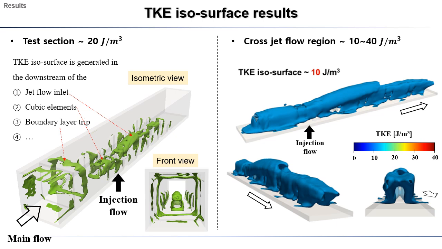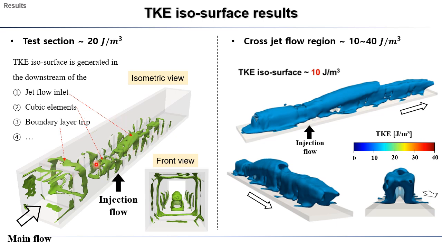And next is the TK isosurface result. The left of this slide shows the isosurface results of the MRV test section with a value of 20 for TKE. As you can see, a significant amount of TKE is generated in the downstream of the jet flow inlet, cubic elements, and the boundary layer trip.